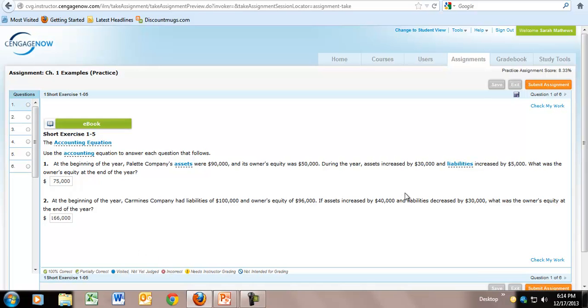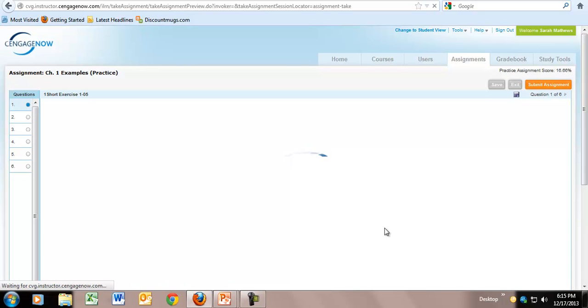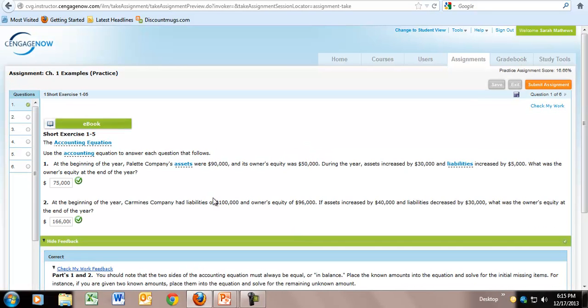as my answer, and I'm going to use my check my work function, which for each of your assignments you have the option of doing that one time. And it comes back and tells me with the green check marks that my answers are correct.